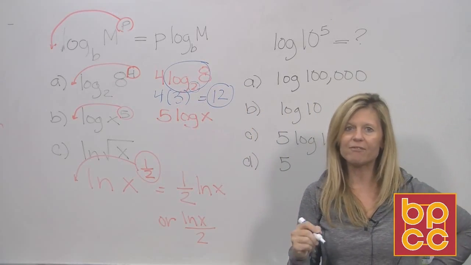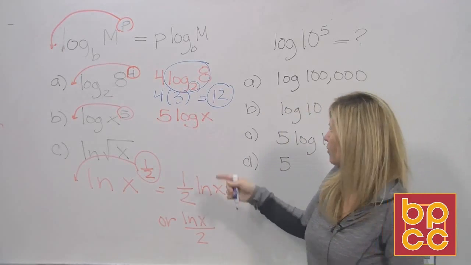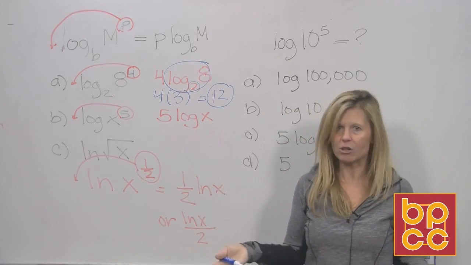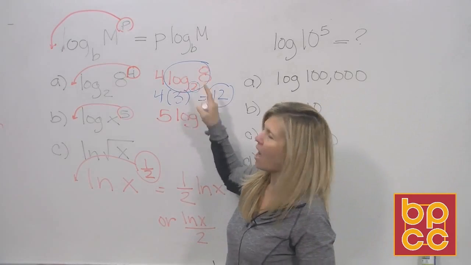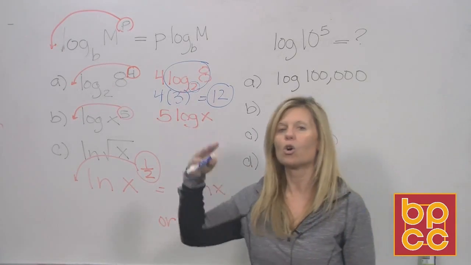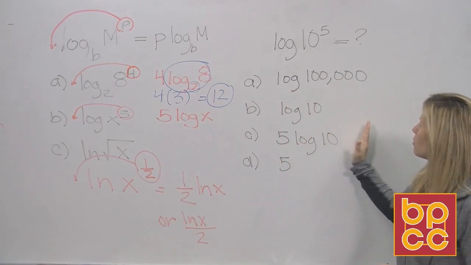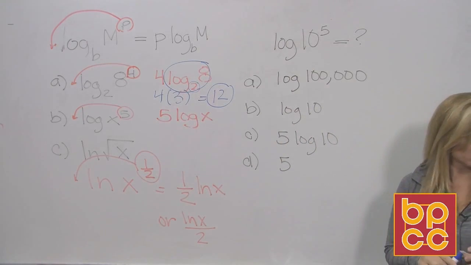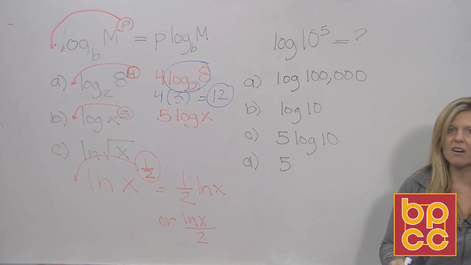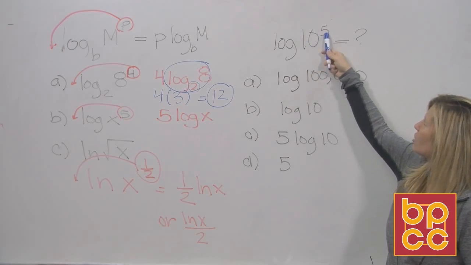So you always have to check with logs if they're simplified all the way. If there's variables behind logs, then you're done. But if there's a number behind a log, then you got to ask yourself, can I use my calculator or can I work it out in my head? Okay, in our notes, if you look at the next page, you have a multiple choice here. It says, which of these expressions are equivalent to log 10 to the 5th?